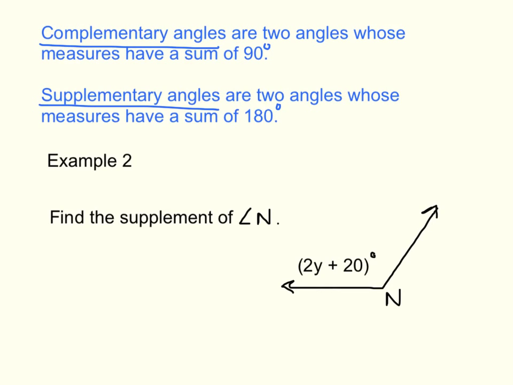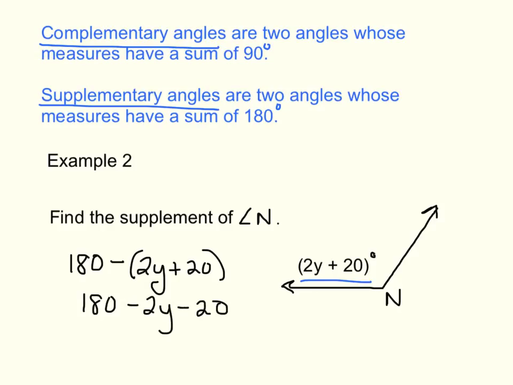Example number 2. Find the supplement of angle N. We can see that angle N has an expression of 2y plus 20 degrees. Supplements are two angles that are supplementary, which means they add to 180. So if one angle is 2y plus 20, how do you find the other? Well, you subtract it from 180. So you would take 180 minus the other angle, which is 2y plus 20. Distribute the negative, or the negative 1.